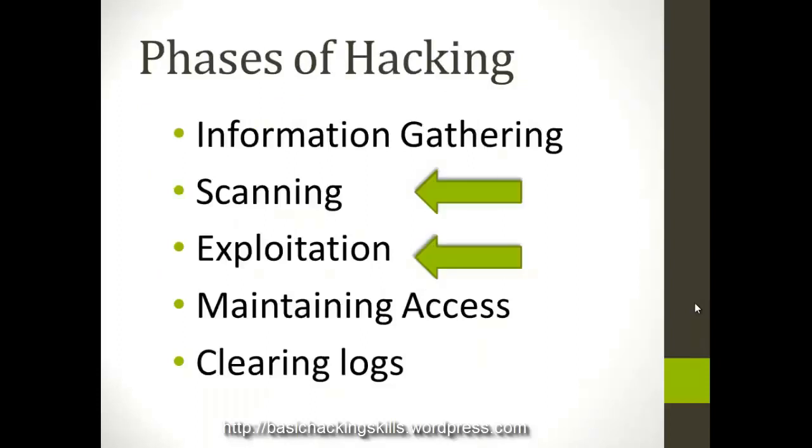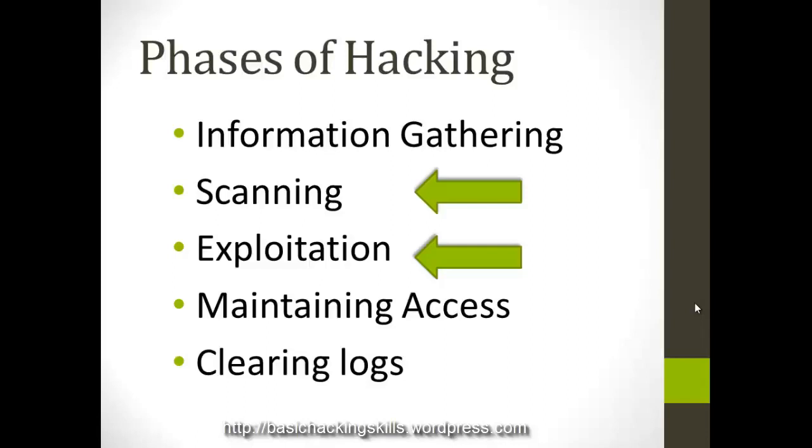Now, these are the 5 phases of hacking: information gathering, scanning, exploitation, maintaining access, and clearing logs. Information gathering is a phase where an attacker collects information about the victim or the target. There are 2 types of information gathering, one called active and another called passive. Active information gathering is where information regarding the security measures of the victim is collected, and passive is where social engineering and dumpster diving are performed to obtain information.